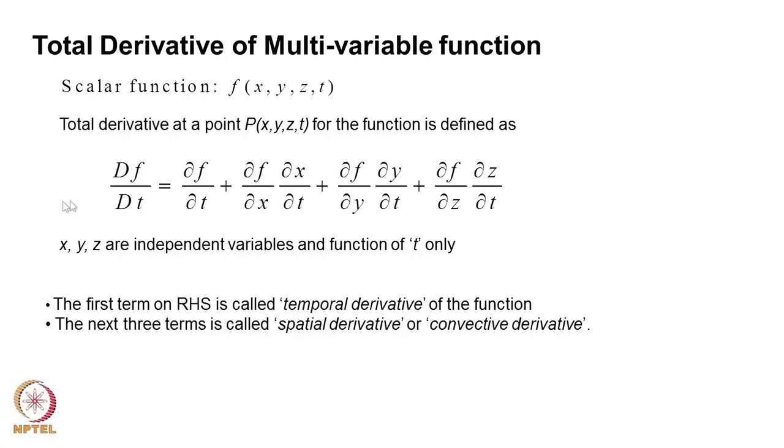The first term on the right hand side, which is dou f by dou t, is called temporal derivative because it is a derivative taken with respect to time. The other 3 terms are called spatial derivative or convective derivative. So, this gives local acceleration and this gives convective acceleration.